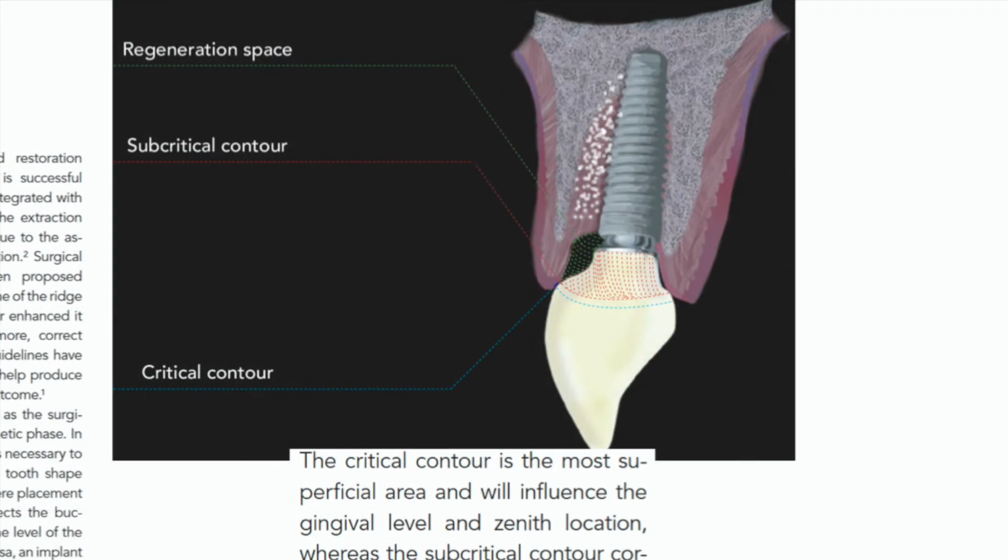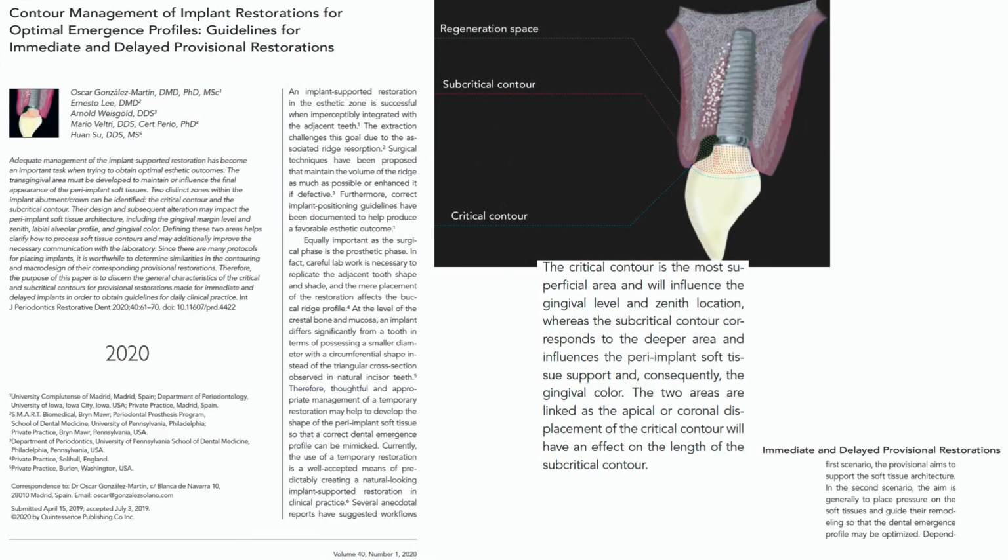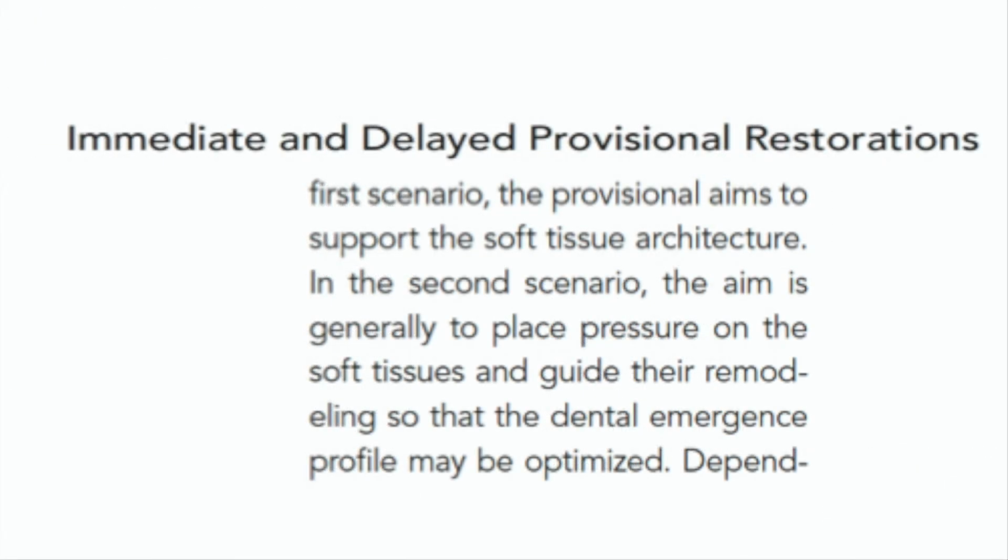The critical contour is your crown, is your tooth, and the subcritical is your abutment or is your root. This is a 10-year follow-up on the original article. This was just published in the International Journal of Peri-Restorative Dentistry. A fantastic article. In your lower right-hand corner, you'll see that they compared immediate versus delayed provisional.